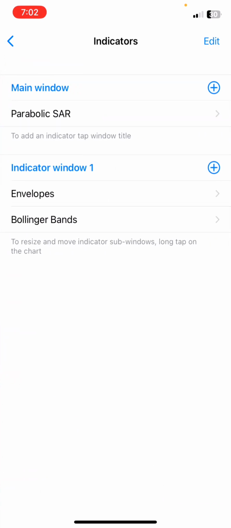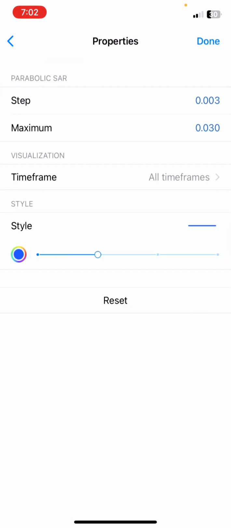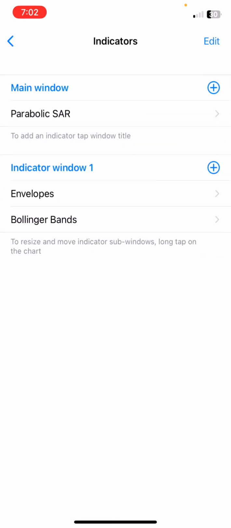Now, first thing you want to do is just go to your indicator windows and then click on main window plus access for your Parabolic SAR. Now, for the properties, the step is 0.003, maximum is 0.030. I'm using the blue color, so click on done when you set it up. Now, moving on to the next indicator.